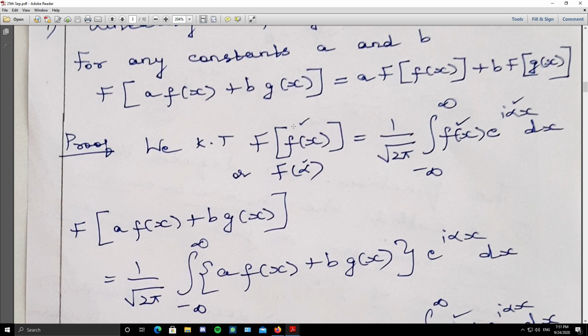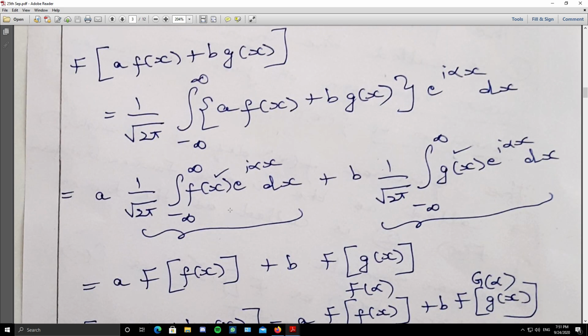I repeat, you remember this formula. If you have f of x, you should know how to write the right side. If you have the right side, you should know how to write the left side. So from the right side, how do you write the left side? With respect to the variable, that is f of x, or with respect to the parameter alpha, that is f of alpha.